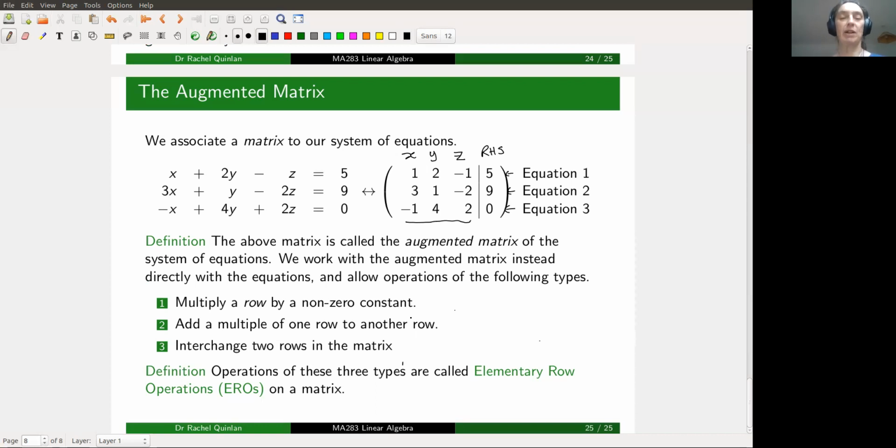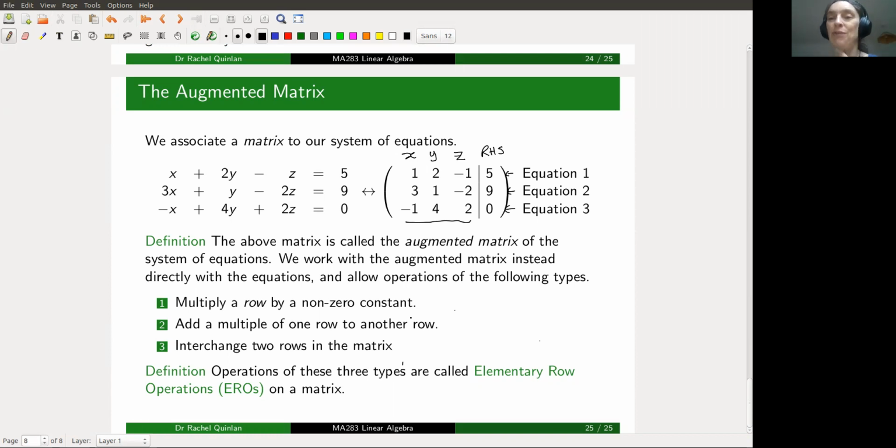And the third thing that we're allowed to do, which can be useful occasionally because of the scheme that we're going to develop, is swap the order of two rows in the matrix. If you do that, of course, you must swap the whole rows all the way along. That just corresponds to rewriting the equations in the system in a different order. So it certainly doesn't change the solutions, but it can be a useful thing to do. These operations are called elementary row operations, abbreviated as EROs, on a matrix.